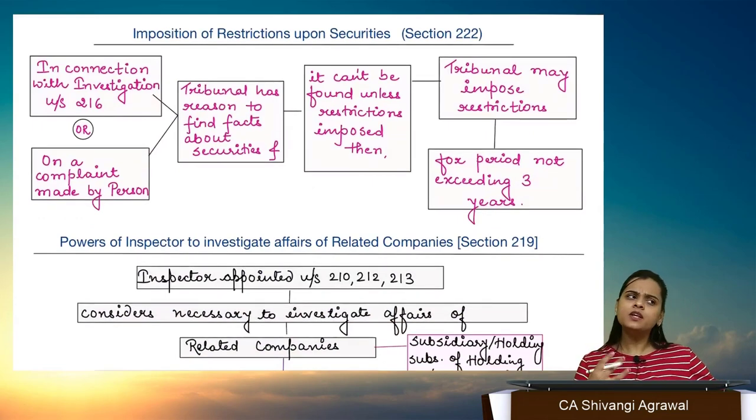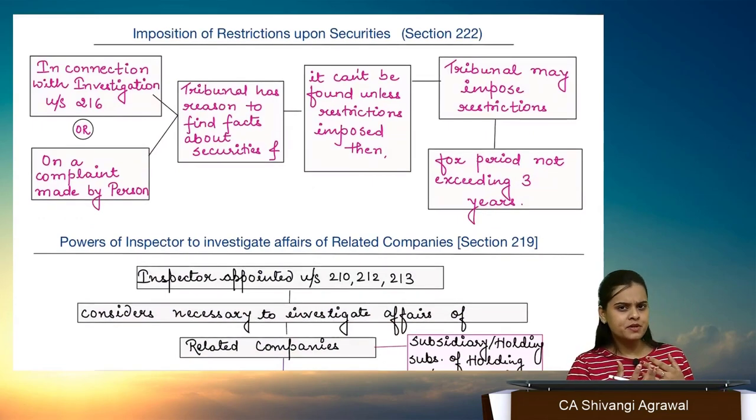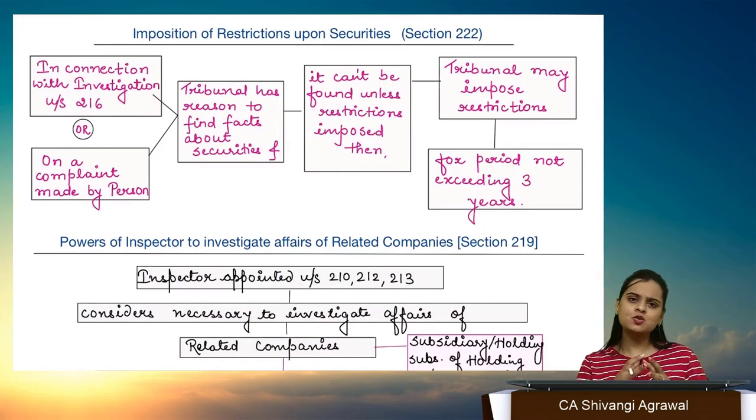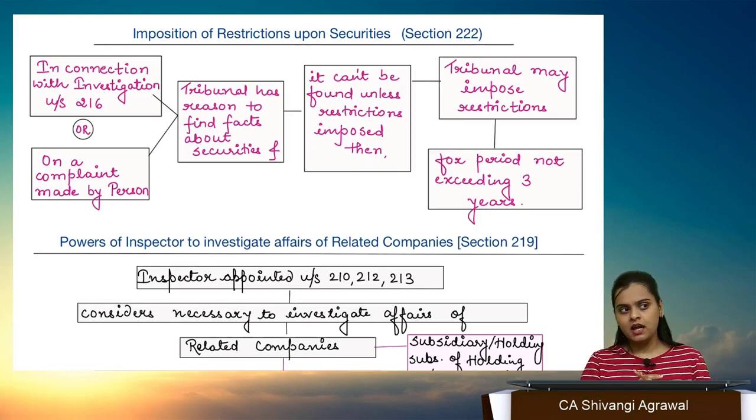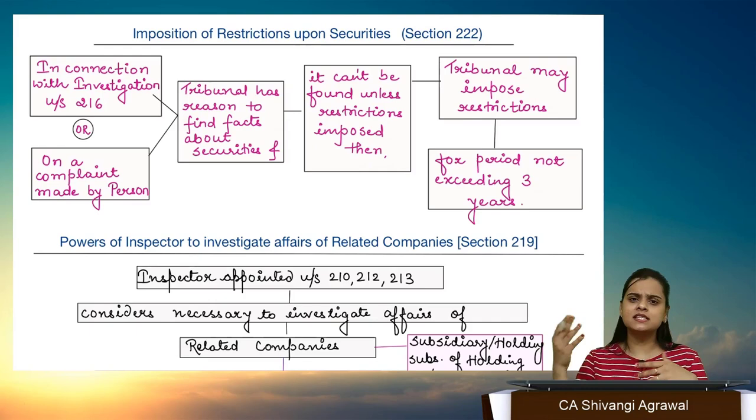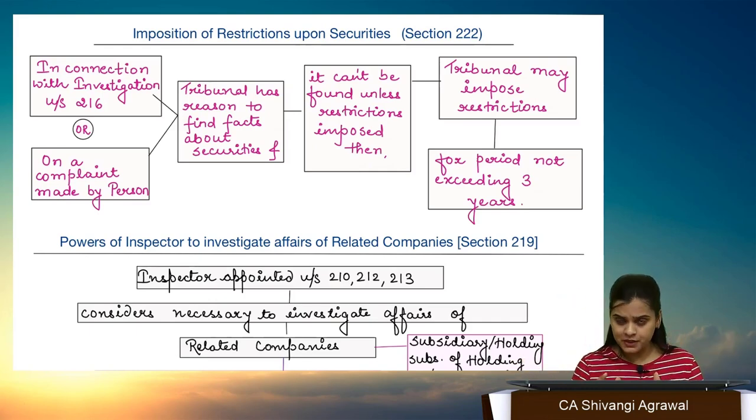Now, when you are discovering about the membership or the ownership, it may so happen that you want certain restrictions to be imposed upon securities. You want to find out who the security or the benefit is going to. And before you could reach that person, the transfer of securities is taking place from one person to another, to another. So you want this to break.